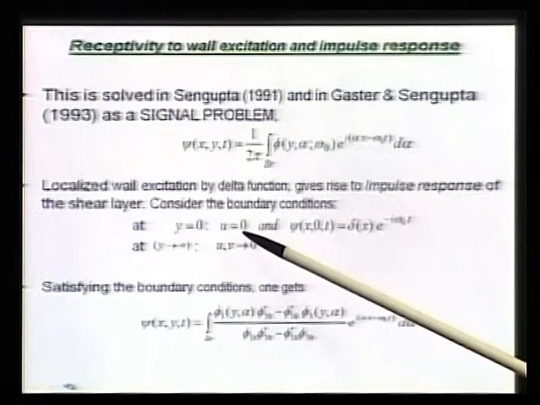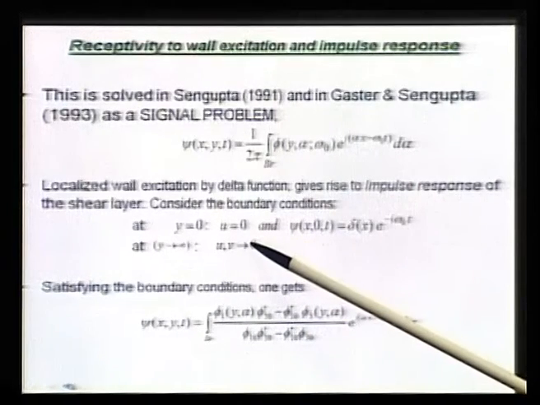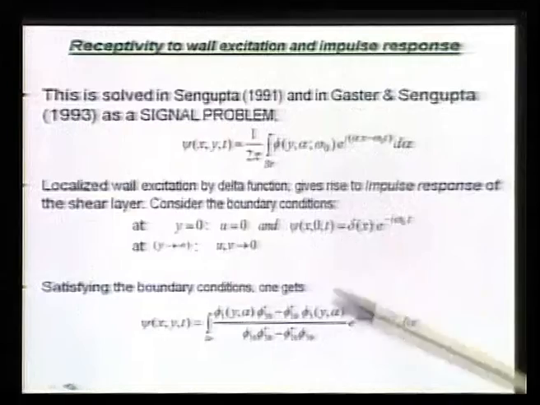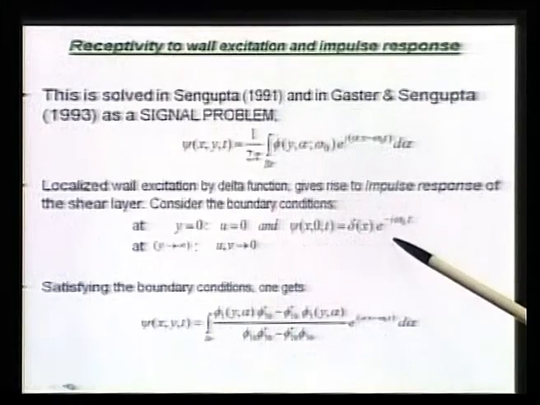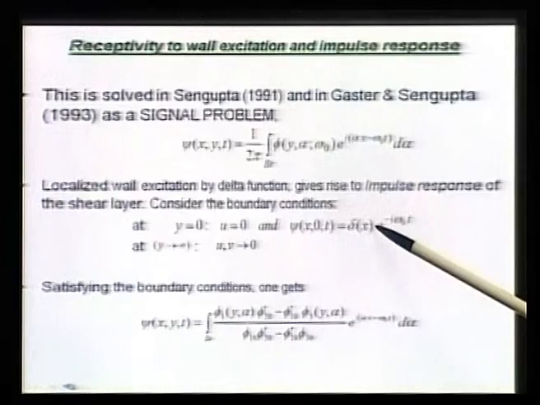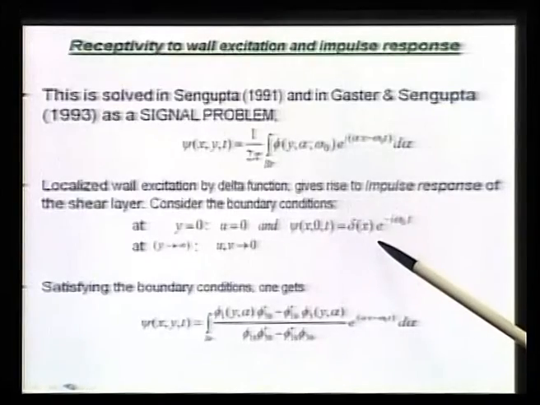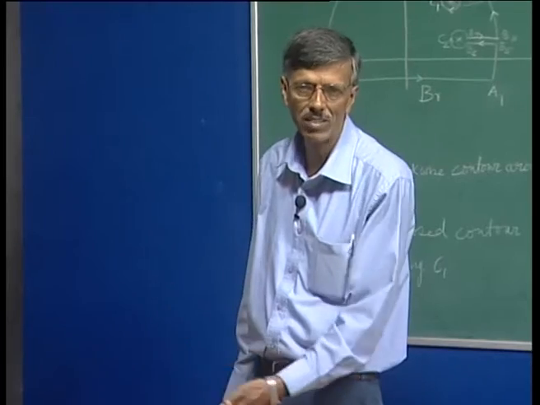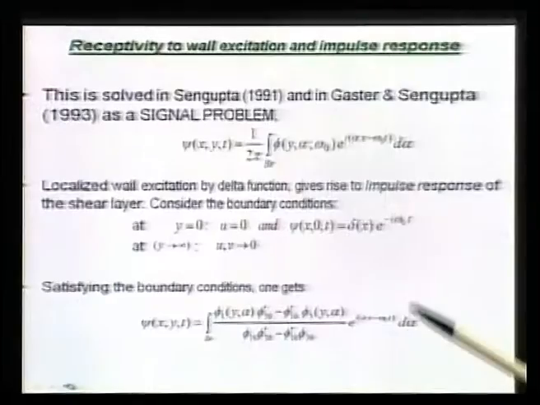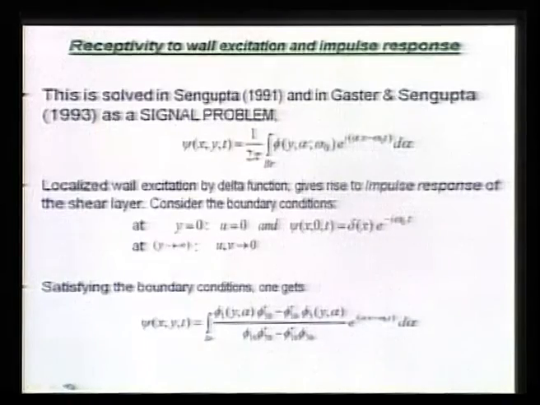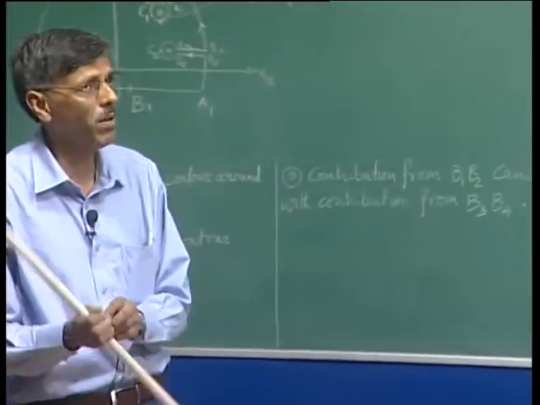So, what I have done at the wall, I am saying that there is no slip, u equal to 0. But I am blowing and sucking mass at a frequency omega naught, and I am doing it at a fixed location. Let us fix my origin there itself, that is why I am calling it delta x. Delta x minus x naught, there is no problem. We have seen the time shift theorem can be used. Now, what we have to do is satisfy the boundary condition. How do you satisfy the boundary condition?